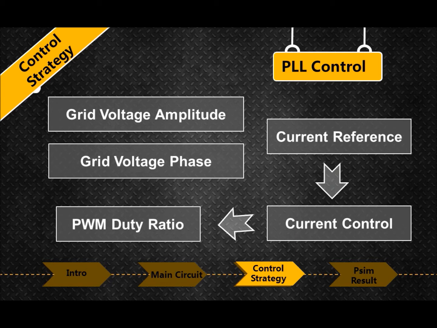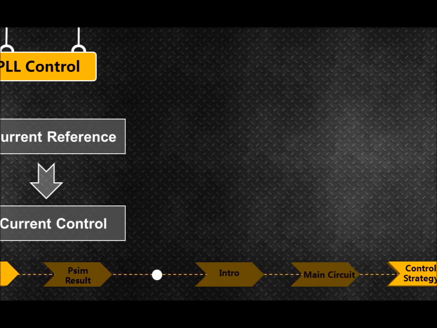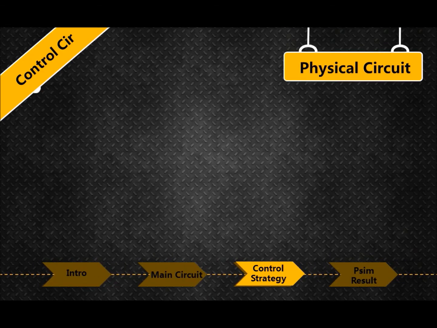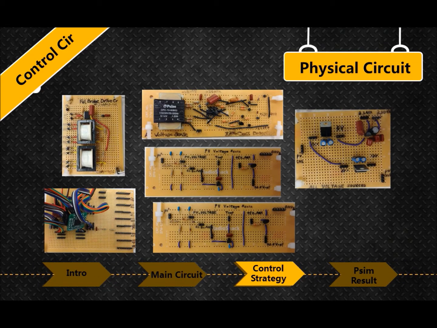For the controlling methods, we will get the grid voltage amplitude and the grid voltage phase. Then we will generate a current reference, and next comes a current control. After this, we will have different PWM duty cycles, which tend to be time shifting. Here is an overview of the physical circuits of the controlling circuits.